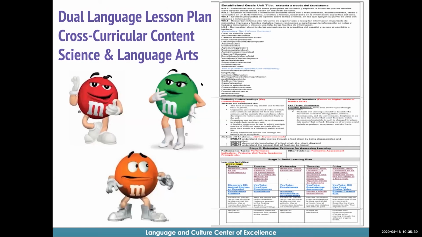All right. Here's my lesson plan that I built out. Normally I would have more with this, but this is just for this presentation. Here we have my 3 ELLs that I'll be basing my scaffolds off of. I've created a dual language cross-curricular lesson plan based on science and language arts. And the theme of this will be ecosistemas.